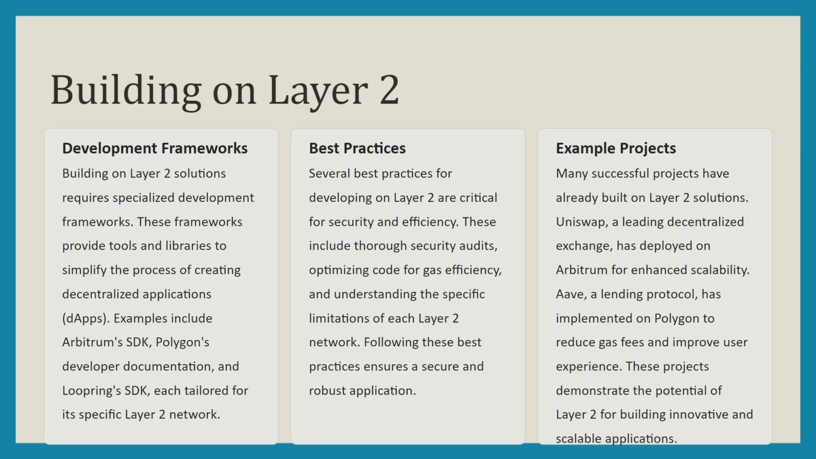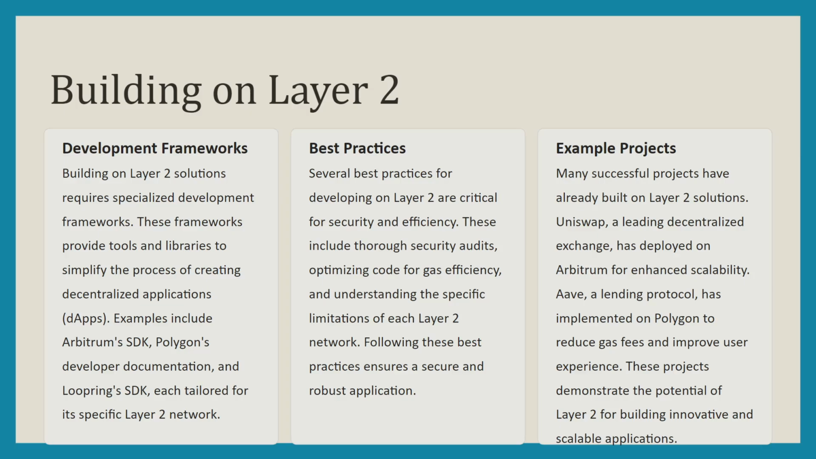So, best practices. Several best practices for developing on layer 2 are critical for security and efficiency. These include thorough security audits, optimizing code for gas efficiency, and understanding the specific limitations of each layer 2 network. Following these best practices ensures a secure and robust application.